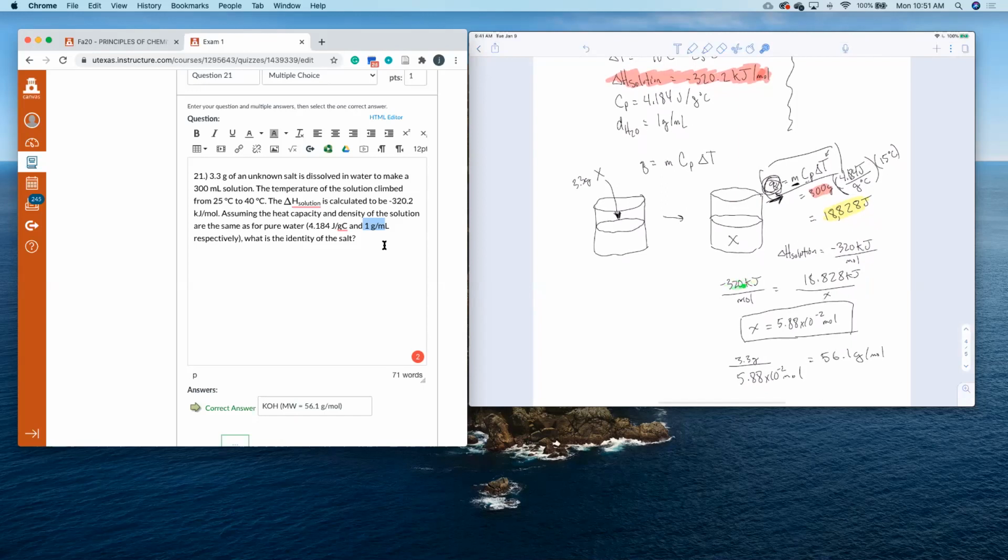So I know if 320 kilojoules evolves when I dissolve 1 mole, I can ask, if 18.8 kilojoules evolves, how many moles must that take? And that allows me to calculate this out. And then I take that number: the amount of moles dissolved in here was 5.8 times 10 to the minus 2, and I dissolved 3.3 grams. That means I have 3.3 grams per 5.8 times 10 to the minus 2 moles. And that allows me to get the molecular weight.